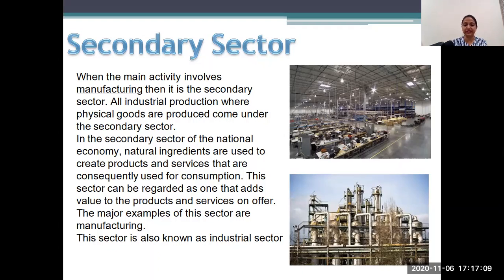Okay, so in the secondary sector of the national economy, natural ingredients are used to create products that are consequently used for consumption. And this adds value to the products. You remember this. Okay, so this sector is also known as industrial sector.